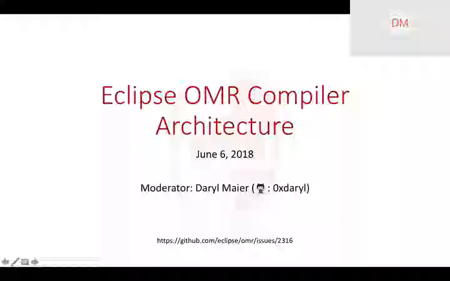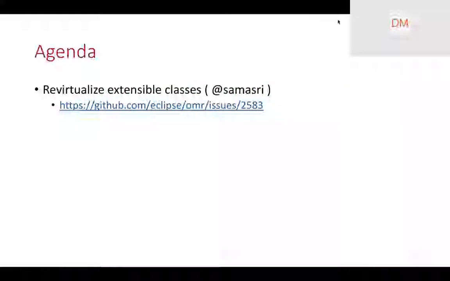Okay, so welcome everyone to this week's compiler architecture meeting. Today we have one topic to discuss. Samer from the University of Alberta will be talking about a proposal to change some of the way that we're doing extensible classes. We've called it revirtualization. So I'll let Samer take it away.